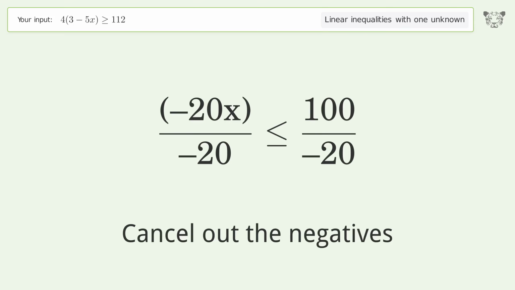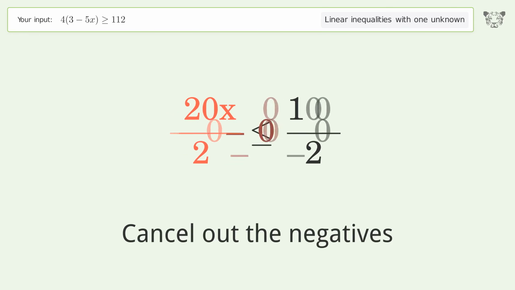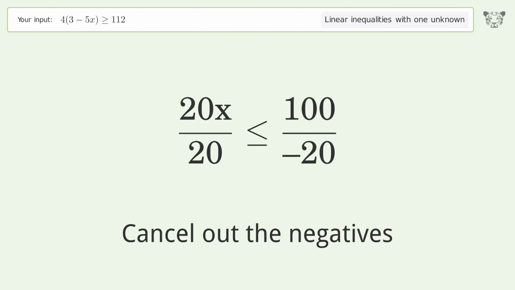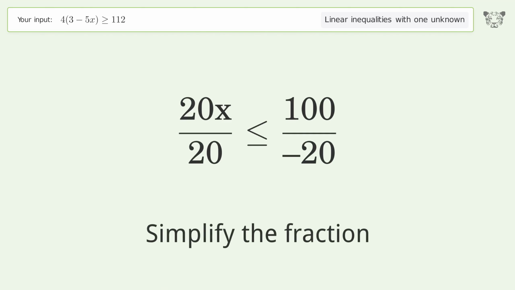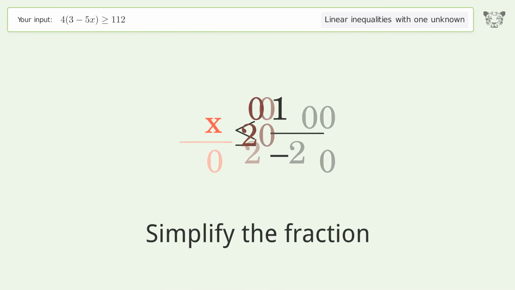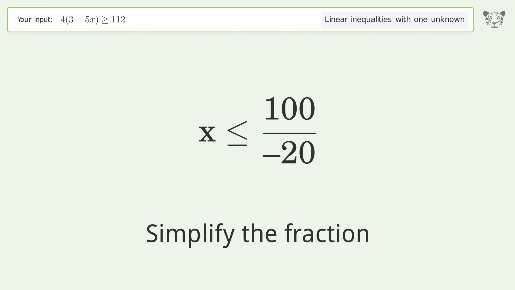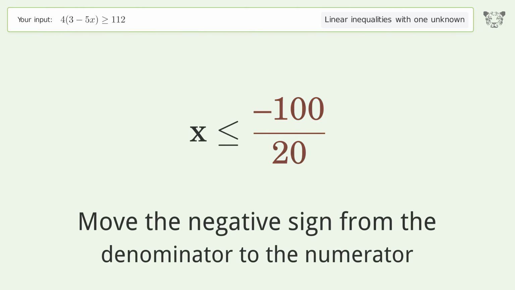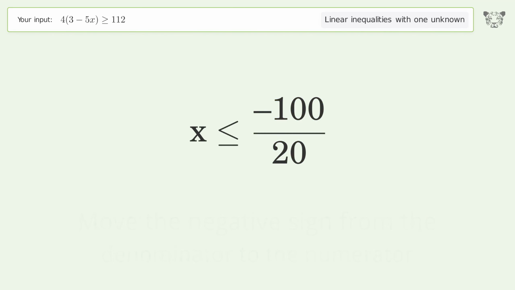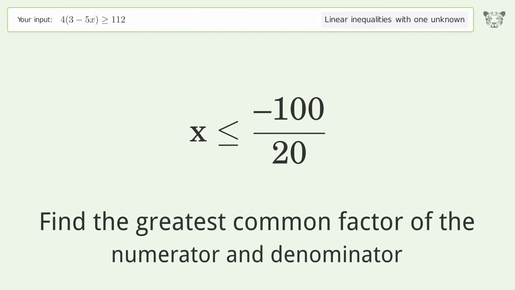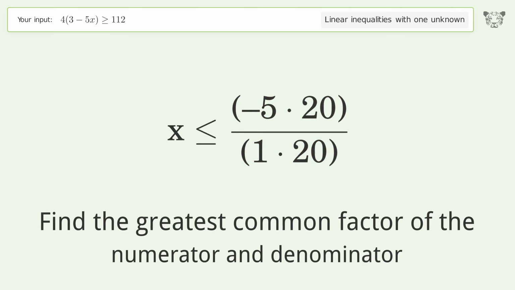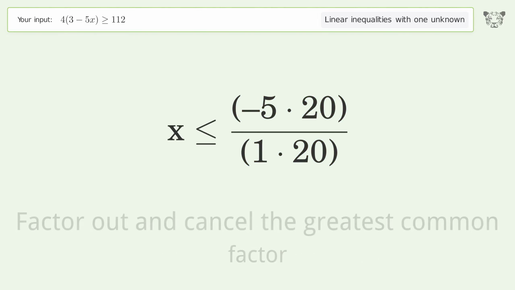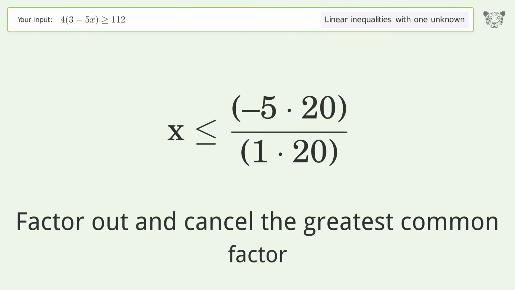Cancel out the negatives. Simplify the fraction. Move the negative sign from the denominator to the numerator. Find the greatest common factor of the numerator and denominator. Factor out and cancel the greatest common factor.